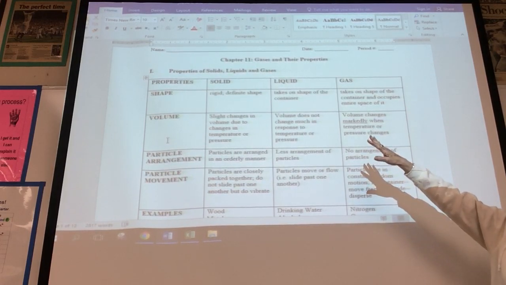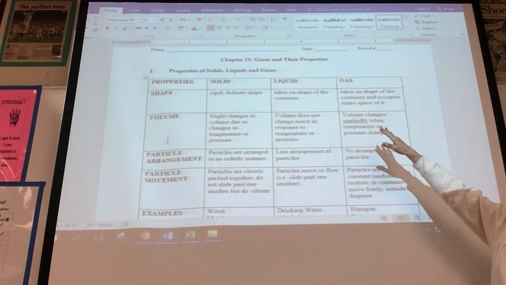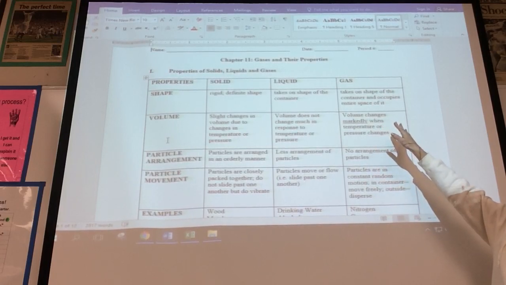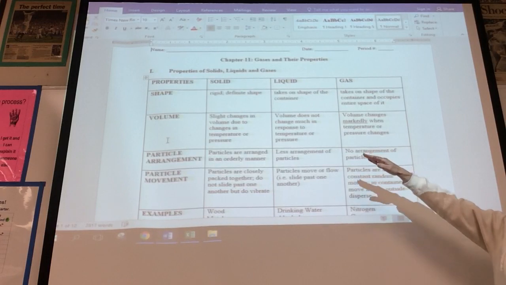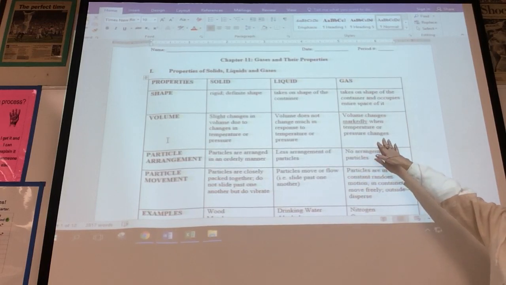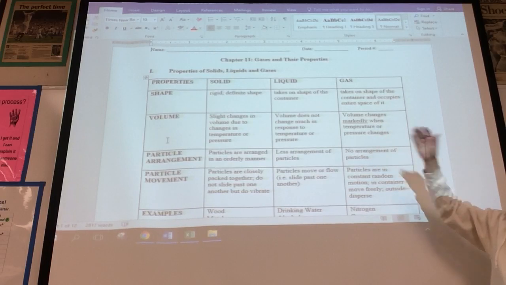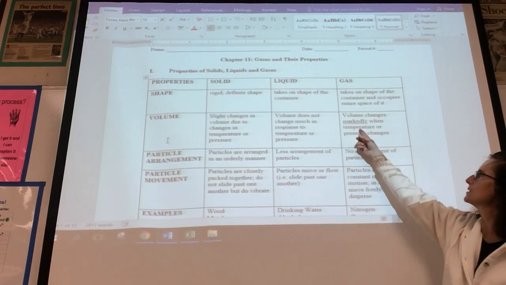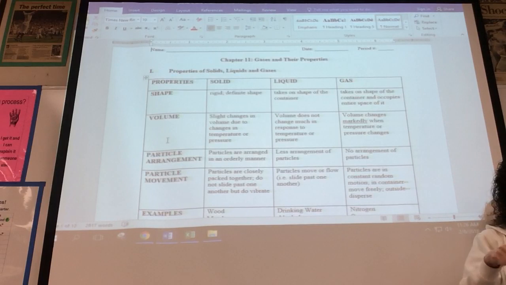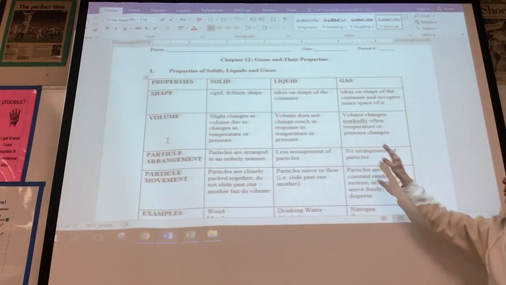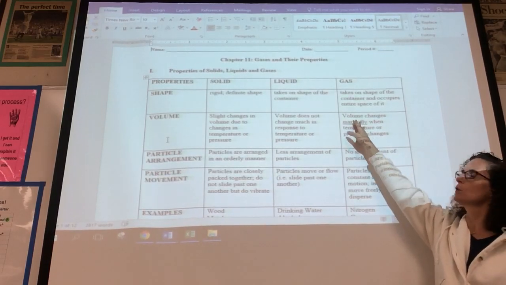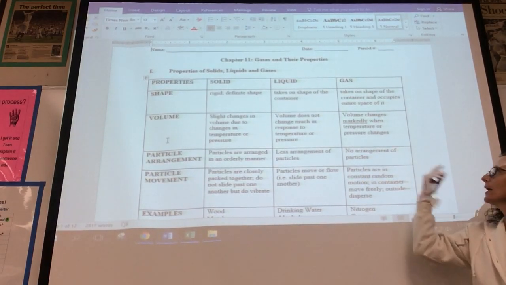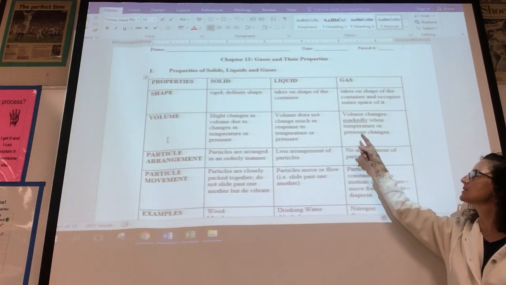Again, a solid has a rigid definitive shape. Liquid takes on the shape of the container. A gas not only takes on the shape of the container, but occupies the entire space of it. The other important point is in regard to the property of volume. What you're going to see with gases is that the volume of the gas will change when the temperature or pressure changes. You will see in your lab that when we decrease temperature by rapidly cooling that gas, the volume's going to decrease. You will see that if you alter the pressure, it affects the volume as well.